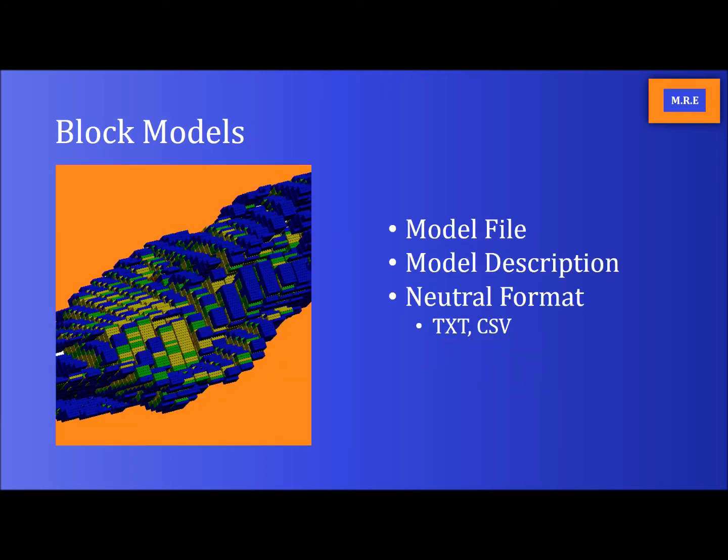We're also looking for block models, so we want the model file as well as a description of that model file, something that'll tell me what the block model framework is, but also let me know what the elements in each block are, whether it be grade or density, etc. Again, these files need to be in neutral format, the block model files anyway. A text or CSV format is preferred. Again, we don't want anything that's specific to a certain software package.